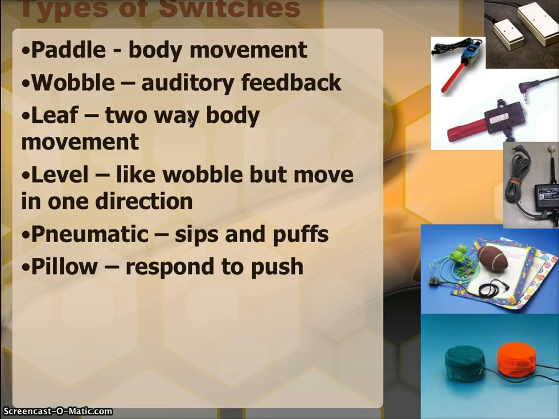We have paddle switches that can work on body movement, shifting in one's chair. Wobble switches that work with auditory feedback. Leaf, which are two-way body movement, so you have kind of a hinge system where there's two switches, one on each side of the paddle or the board. It's that top picture right here. Level, they're like wobble except they only move in one direction, so imagine something that presses down kind of like a sewing machine pedal.